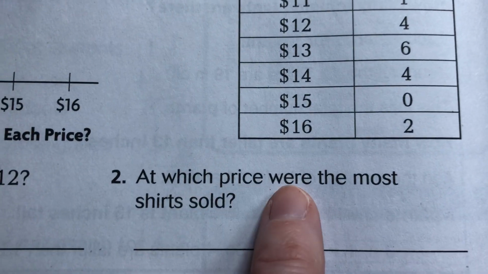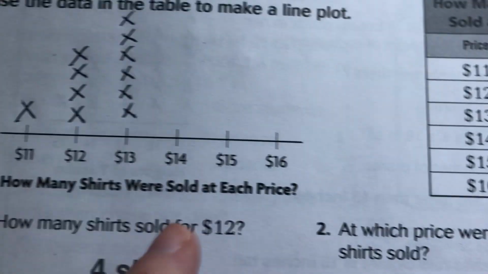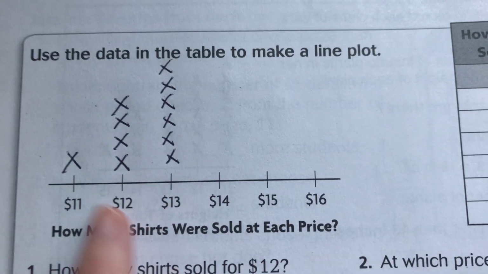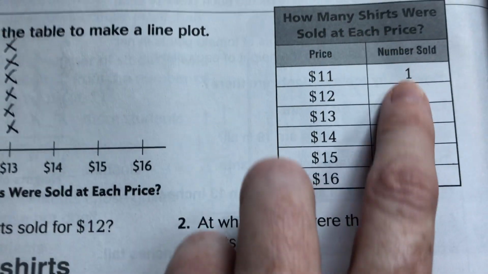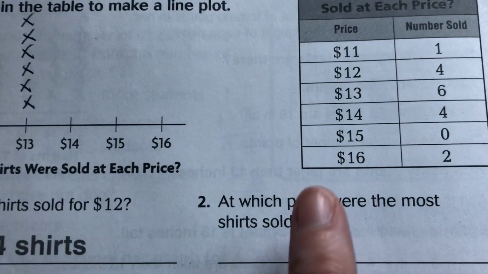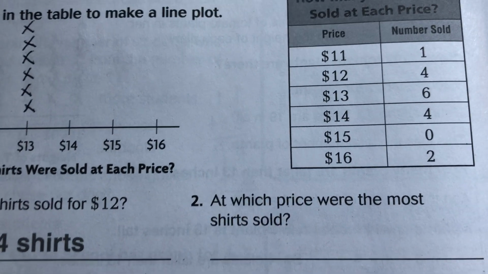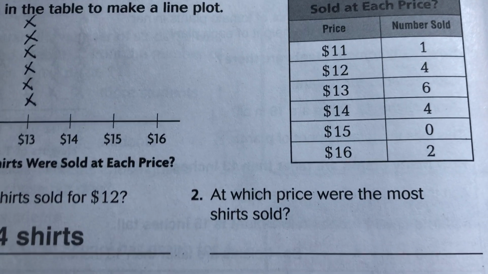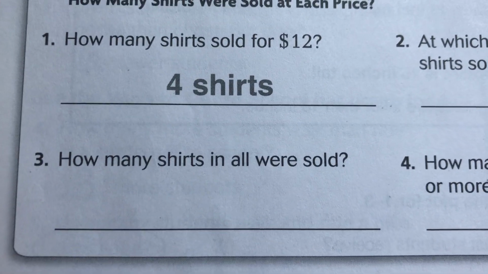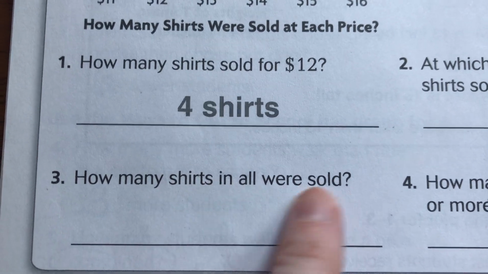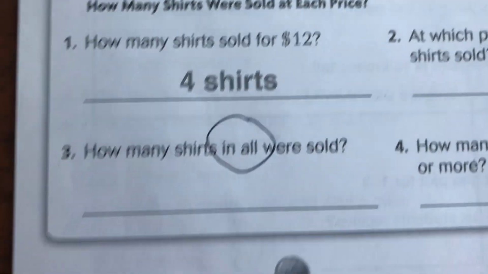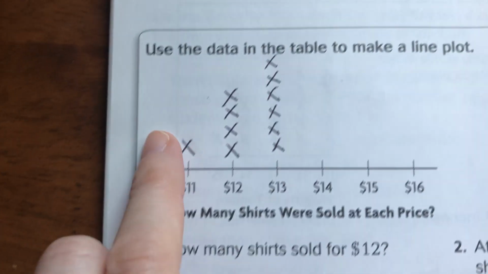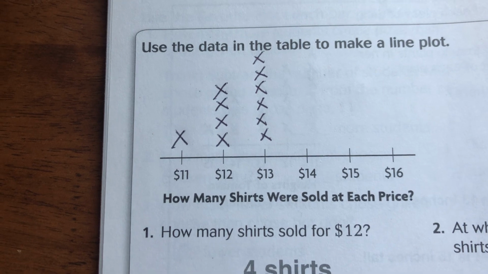At which price were the most shirts sold? So when you finish your line plot here, you're going to see the price that has the most X's, or you can also look at the table over here. What price? So was it $11, $12, $13, $14, $15, $16? Fill that in. How many shirts in all were sold? In all. Remember, we're totaling up all of the X's that you're going to be drawing here.